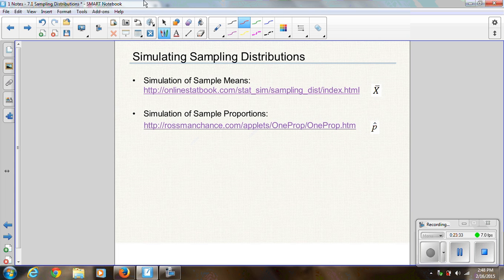Let me show you what I mean about sampling distributions. We're going to first look at it for x bar.